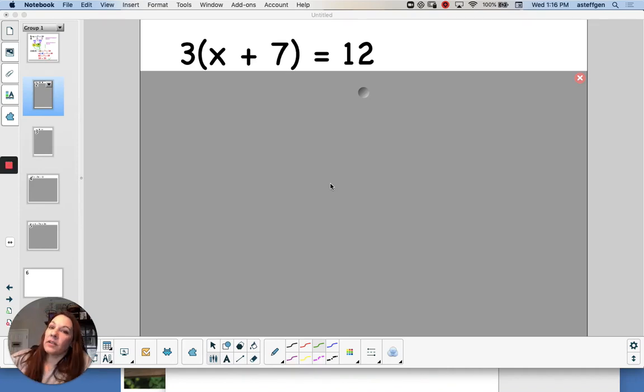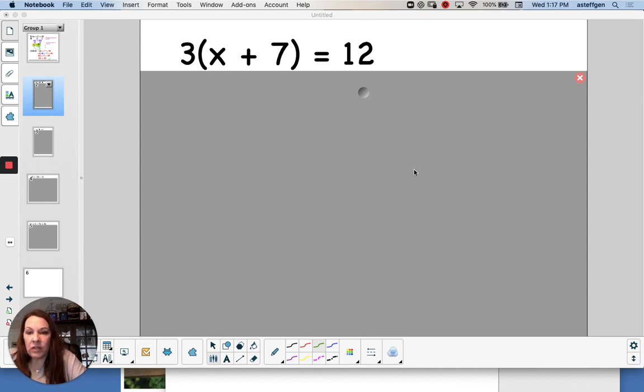All right, here is the example for number 2 in the solving equations activity. This problem is similar to the one in the activity. So this is 3 times the sum of x plus 7 equals 12. I can do this in 2 different ways. Let's do this starting with distributing.